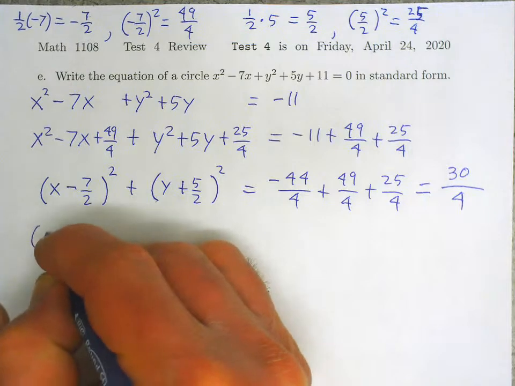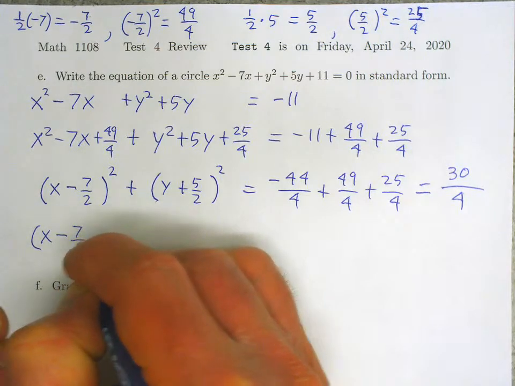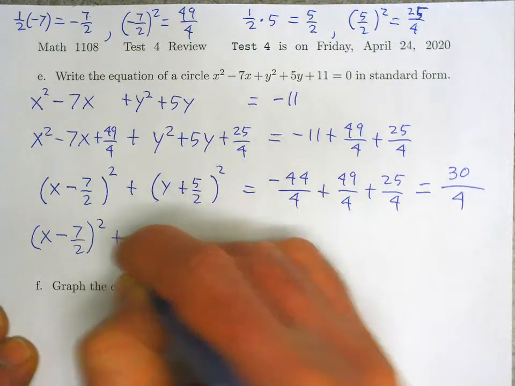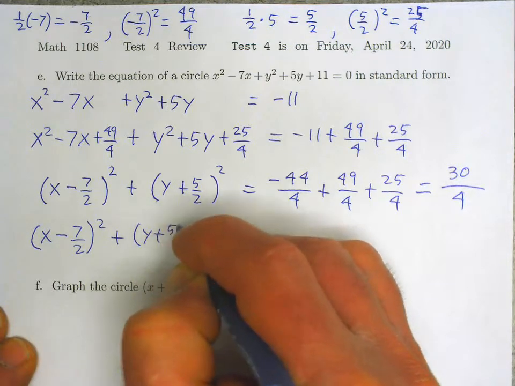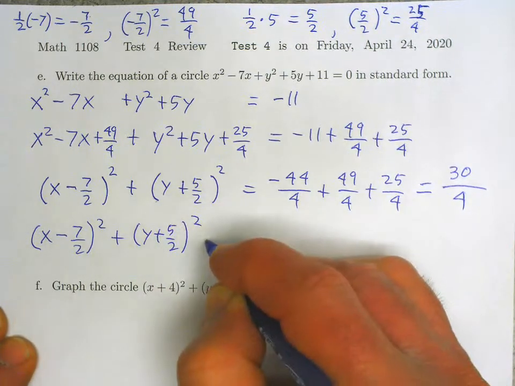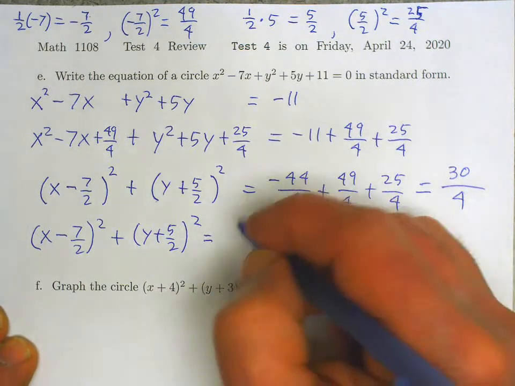So the standard equation is x minus 7 halves squared plus y plus 5 halves squared equals 15/2.